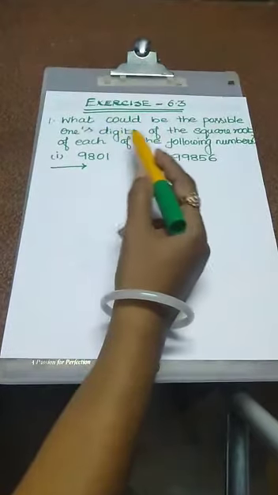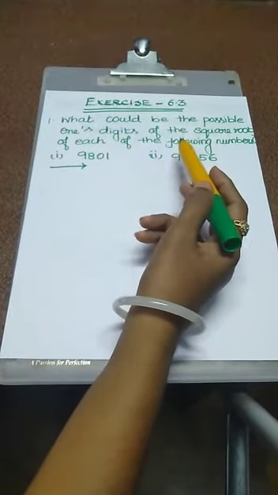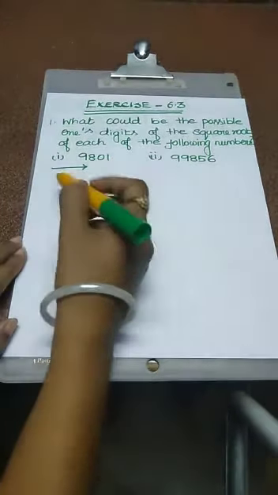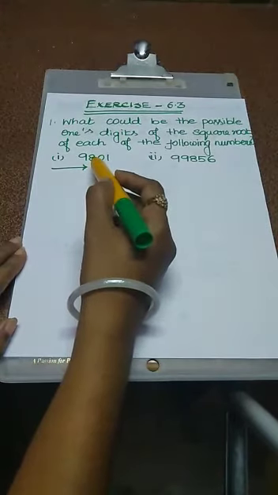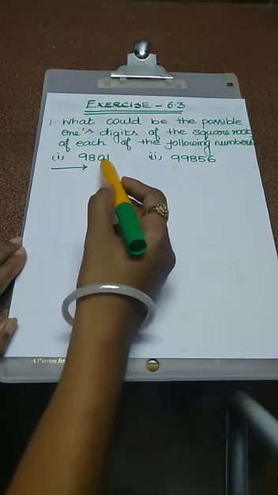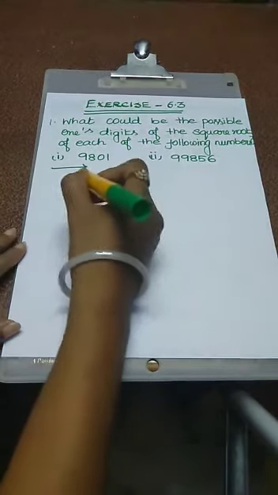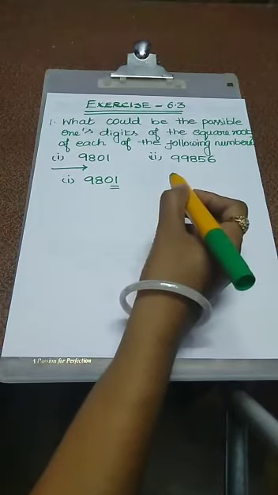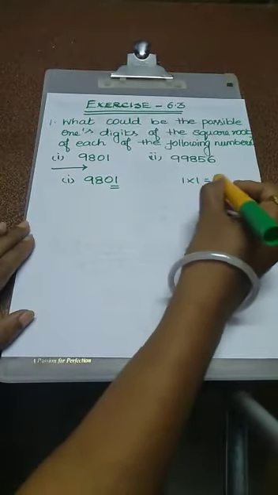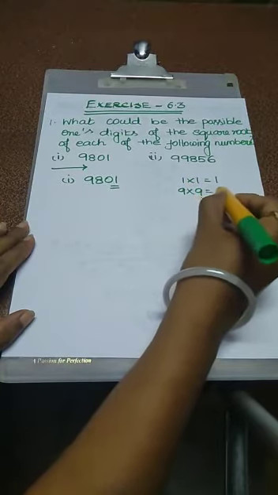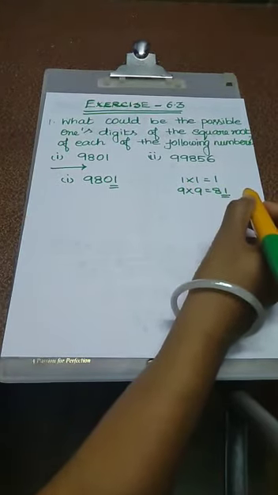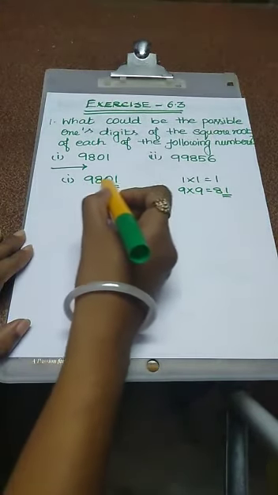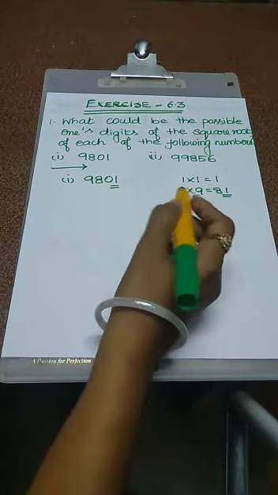Next problem. What could be the possible ones digits of the square roots of each of the following numbers? The first subdivision is 9801. What is the answer for this one? We have to say the possible ones digit of the square root of the particular value. Our question is actually 9801. What is the unit digit value? That is 1. We know 1 into 1 is equal to 1. Another one is 9 into 9 is equal to 81. It ends with 1. So we have to say the unit digit of the square root of 9801 could be 1 or 9. Okay, is this clear?